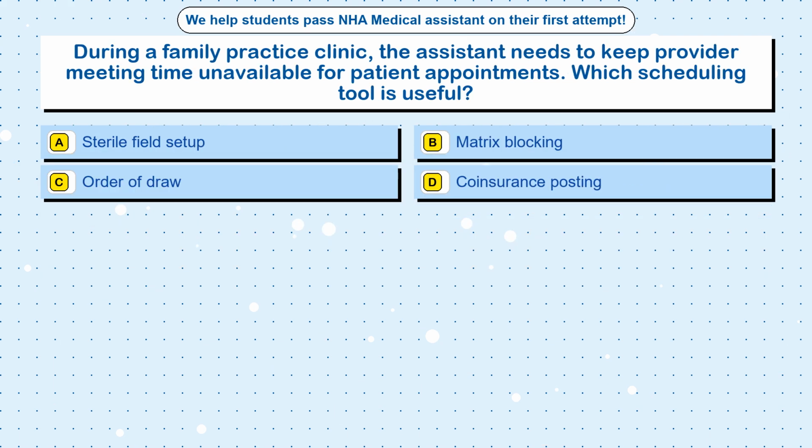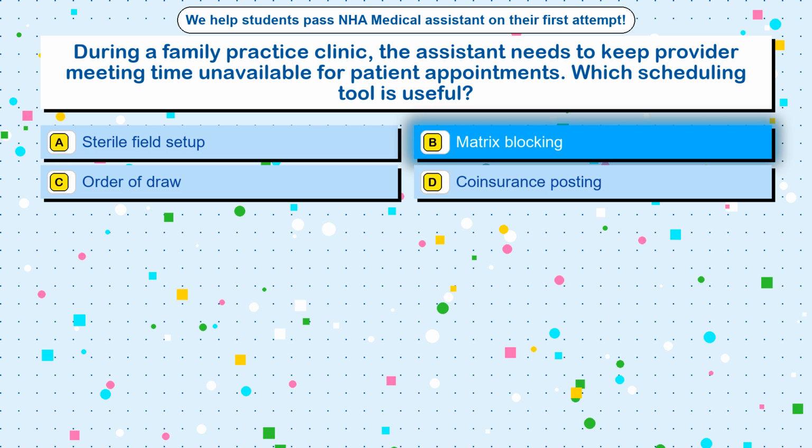Question 46. During a family practice clinic, the assistant needs to keep provider meeting time unavailable for patient appointments. Which scheduling tool is useful? Option A, sterile field setup. Option B, matrix blocking. Option C, order of draw. Option D, coinsurance posting. The correct answer is option B, matrix blocking.